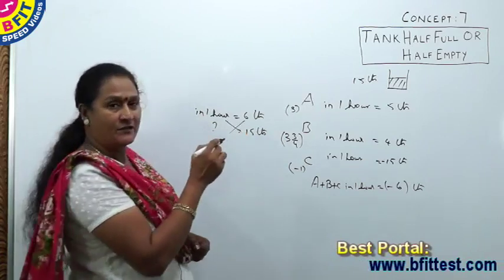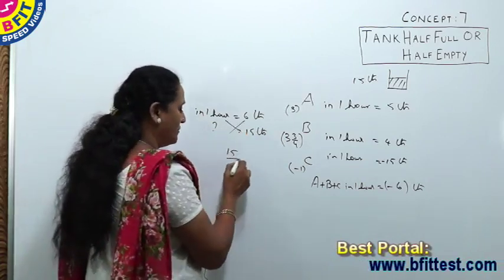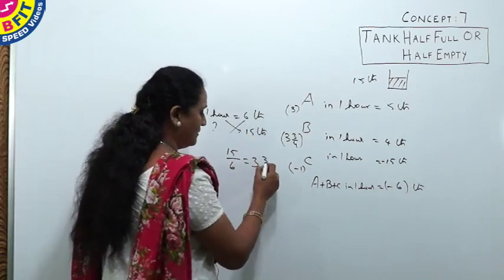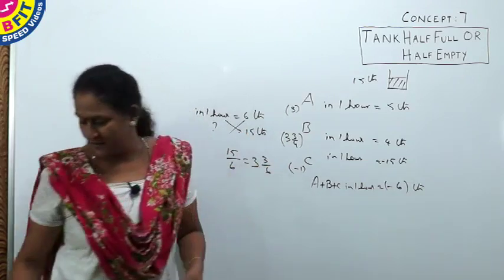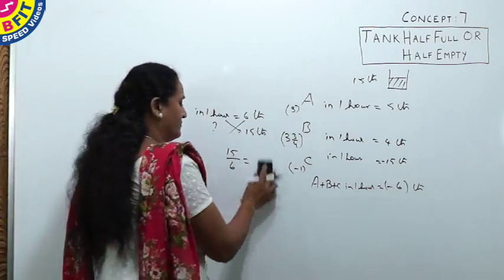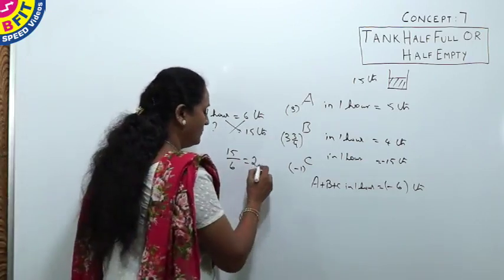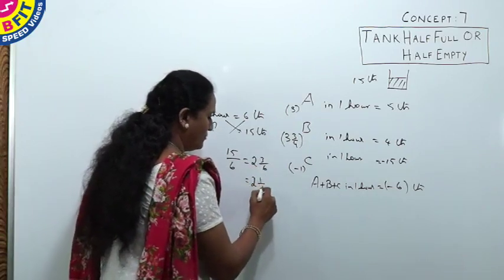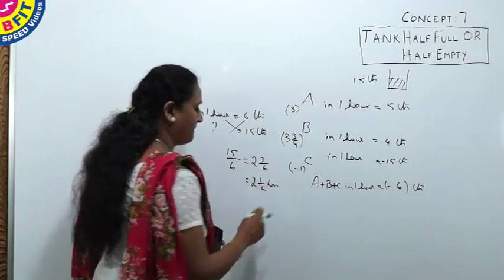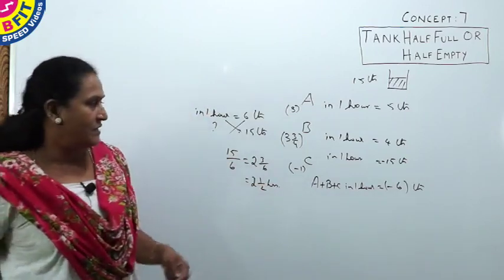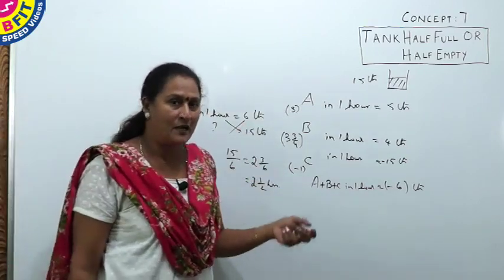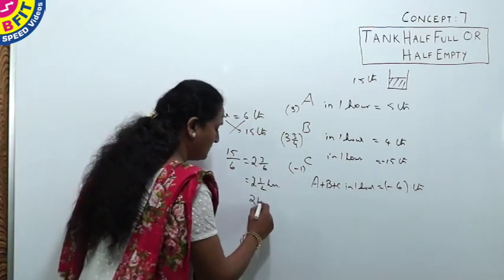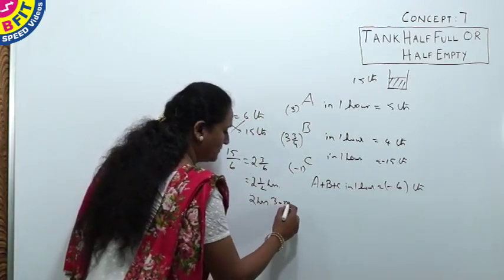So cross products will be equal. So 15/6 hours, or 5/2, which is 2.5 hours. So in 2.5 hours, these 3 pipes opened together can empty a whole tank. That is 2 hours and 30 minutes.